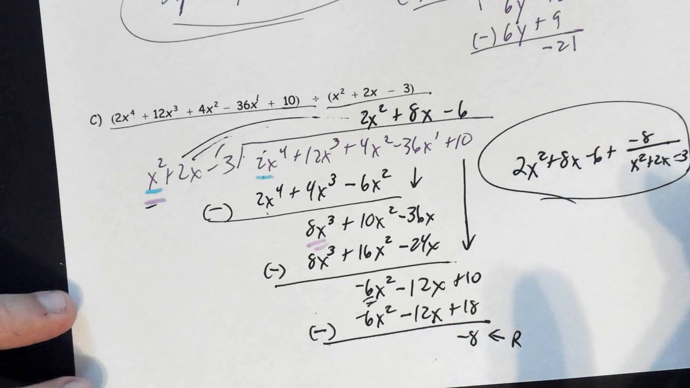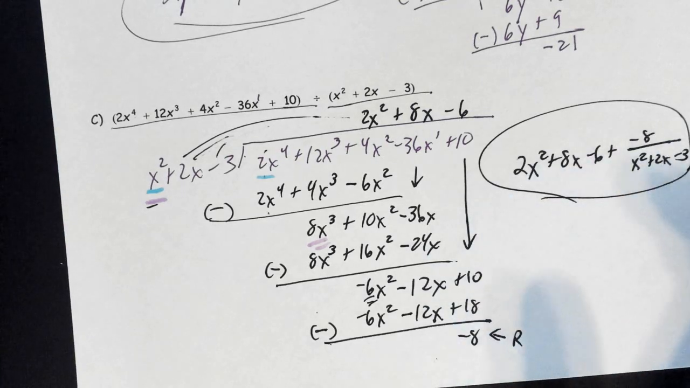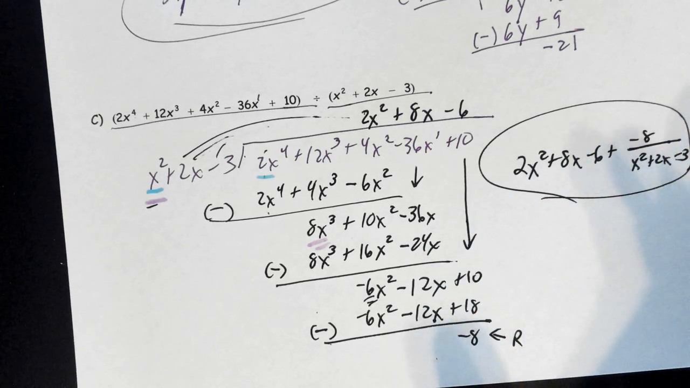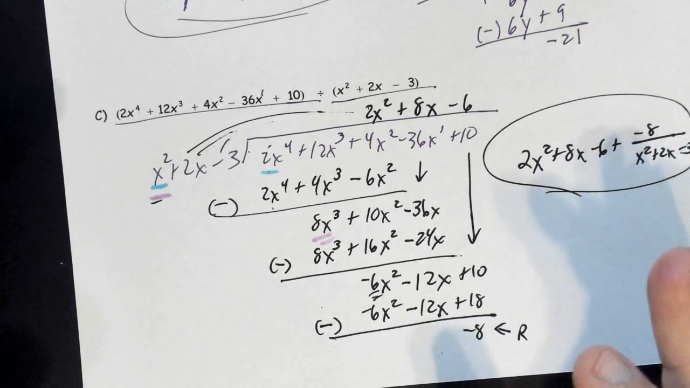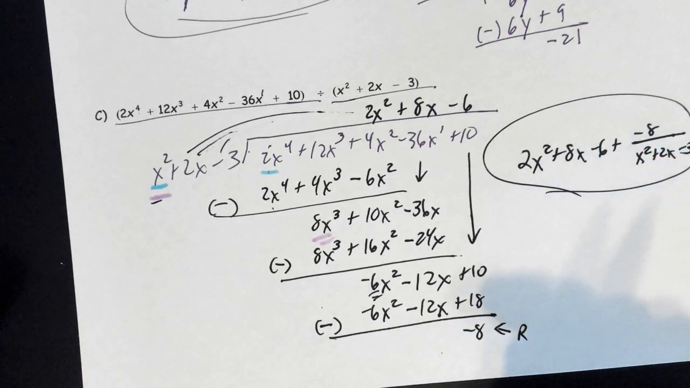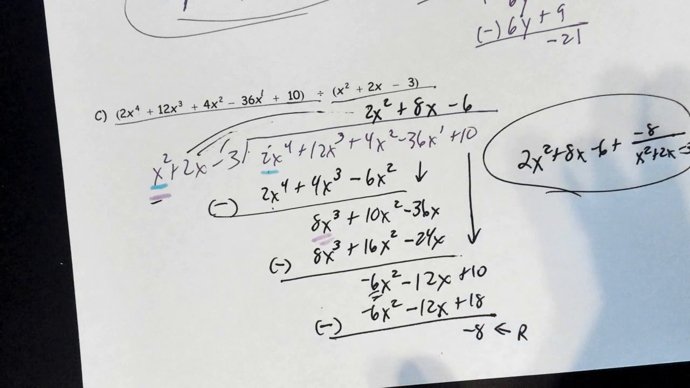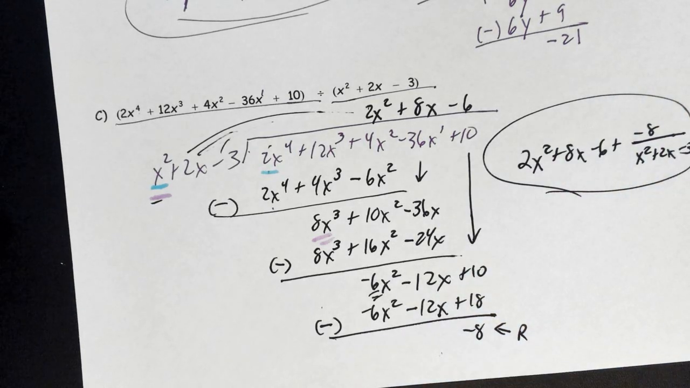Now, just as a side note, if you happen to divide by something and your remainder is 0, a remainder of 0 means that your divisor is a factor of that problem. Okay, so just a little added bonus for you.